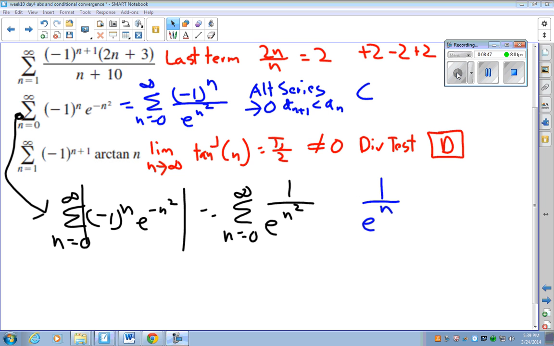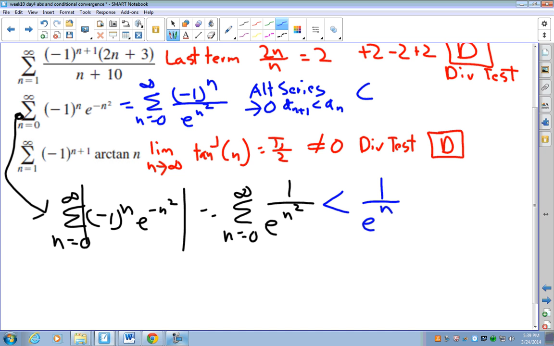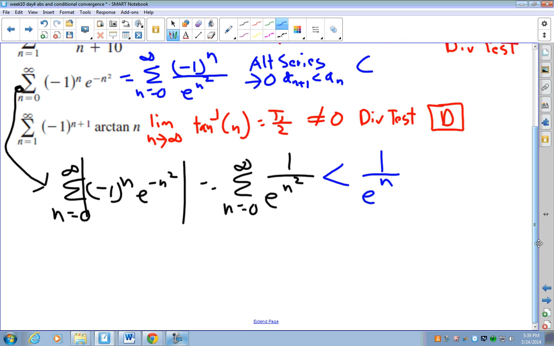Now in doing that, which guy is bigger on bottom? e to the n squared or e to the n? Which bottom is bigger? The black one. The e to the n squared is bigger on bottom, which means he is smaller overall. So this blue one I want to look at is 1 over e to the n. That is geometric. r is less than 1, so he converges.